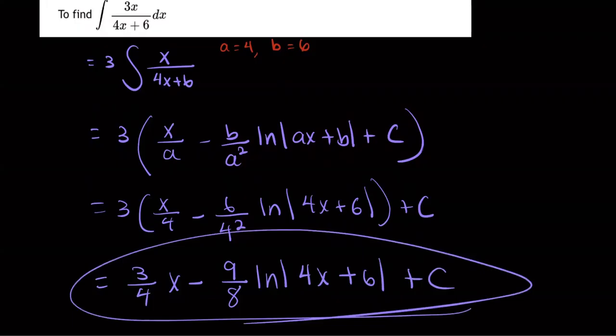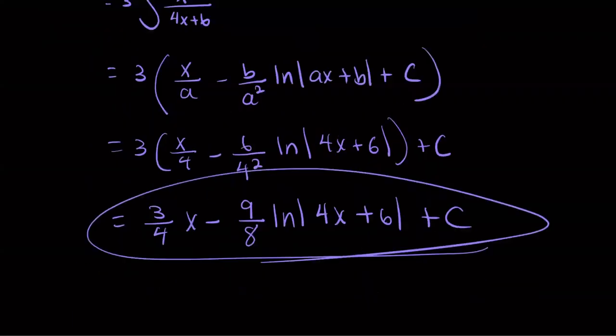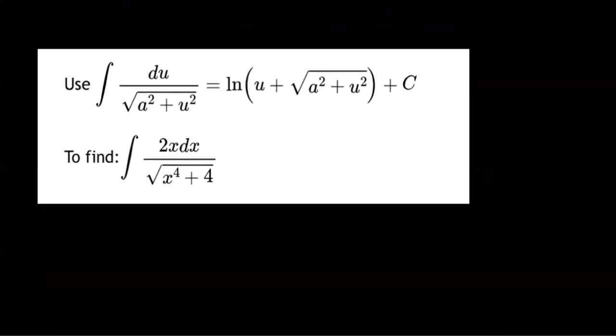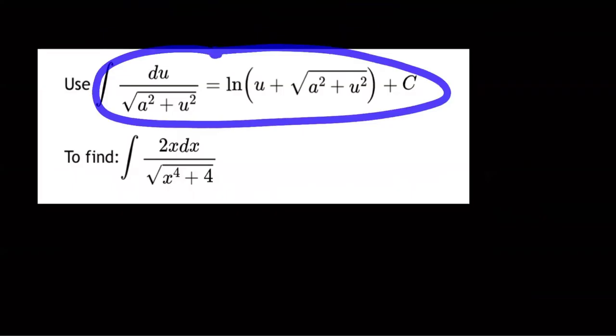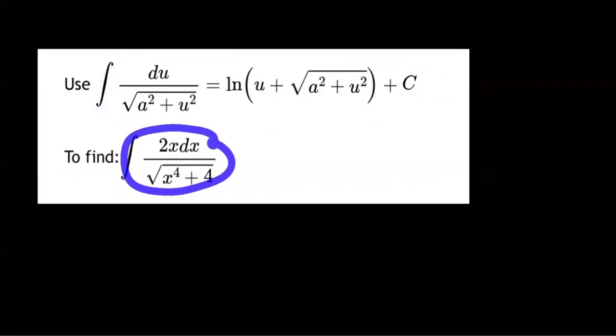Okay, not so bad. Let's talk about what happens when it gets a little bit trickier. So very similar question, but a little bit more of the manipulation is going to be required. So this one is use this formula, which is straight from a table of integrals, to find this integral. Now the problem is this integral has an x to the 4th, but my table of integrals has an x squared or u squared. They just use a different variable. So we have to manipulate what we have. So you're going to probably have to do some manipulation.